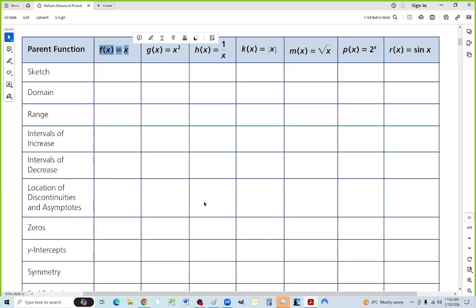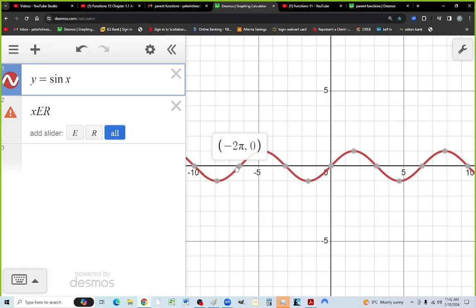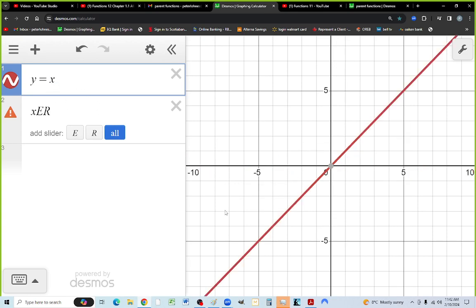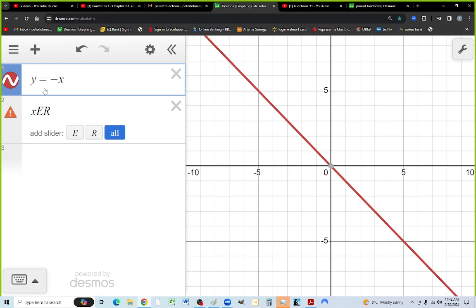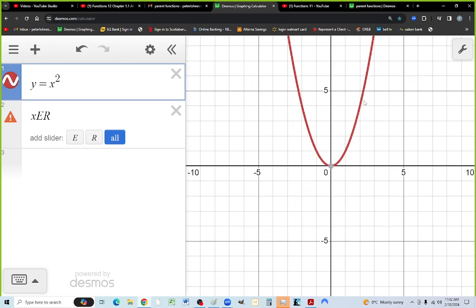And then it's just a matter of understanding, okay, we're going to skip what that means. Intervals of increase just means when is this graph going up? When is it going down? When is it going up? For instance, a line like this is always going up. So its interval of increase is every value of y. And a line like this is always going down. So it only has intervals of decrease. But a parabola is going down here, right to the vertex, and then it's going up.